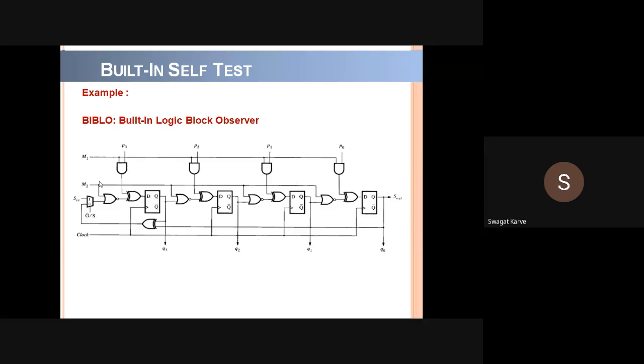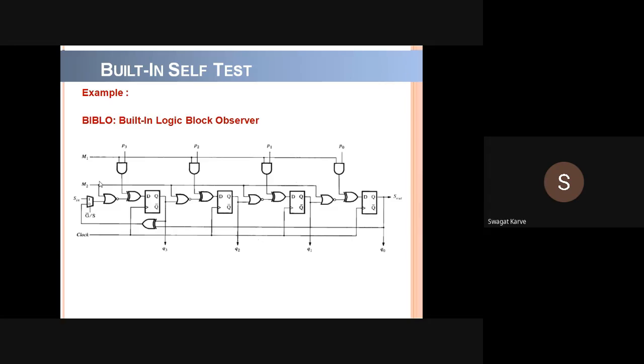Then what about 1 0? That means M1 is equal to 1 and M2 is equal to 0. For 1 0 the same circuit can act as a pattern generator or signature analysis.